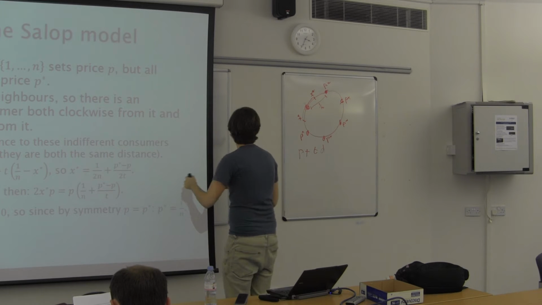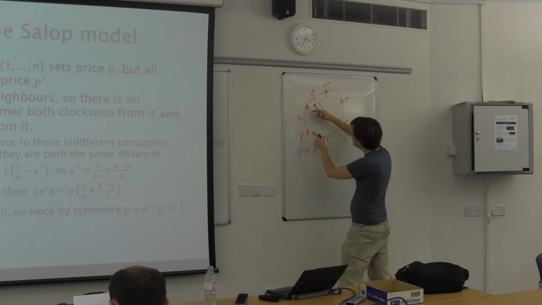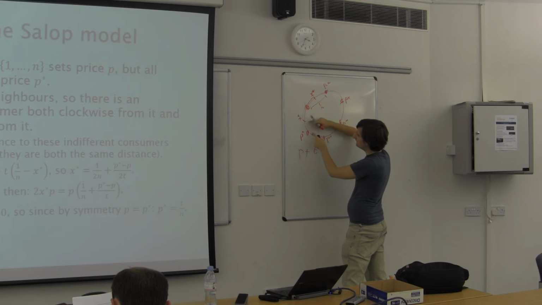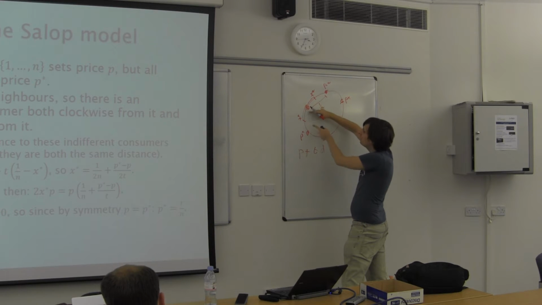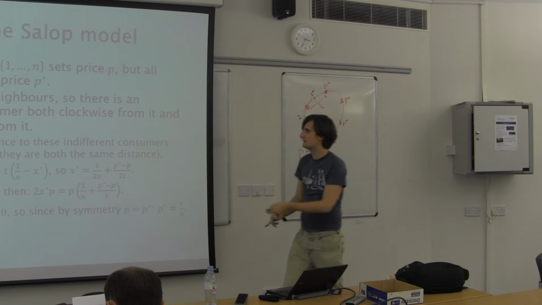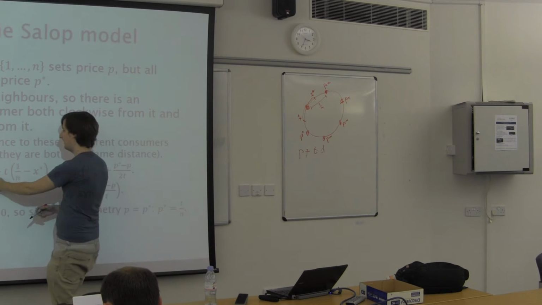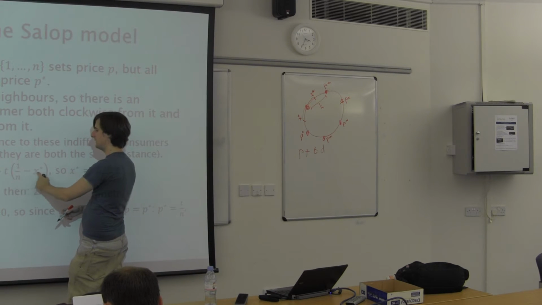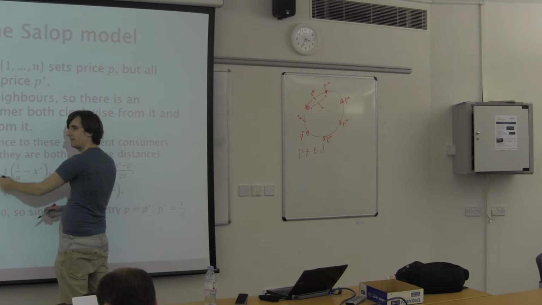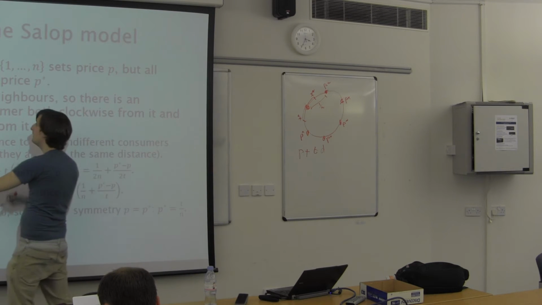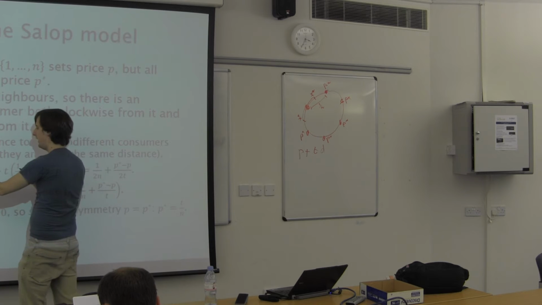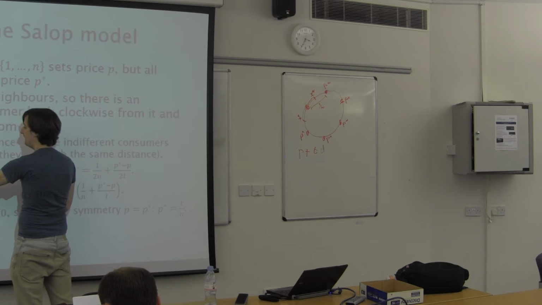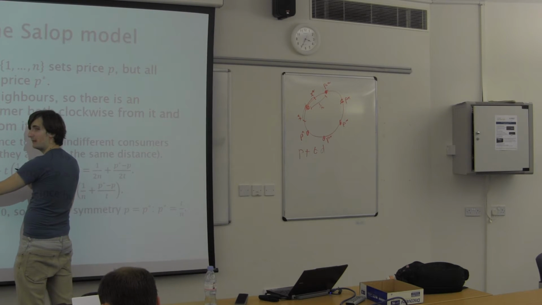Okay, so if this person goes left and buys from the firm who's selling at a price P star, well, they have to walk a distance that's 1 over n minus x star. So this distance is 1 over n, this distance is x star. So this distance is 1 over n minus x star. So if you buy from one of the other firms, you walk a distance 1 over n minus x star, you pay a price P star. Okay, if you buy from this firm we're interested in, firm I, you pay a price P, say, and you just walk a distance x star.